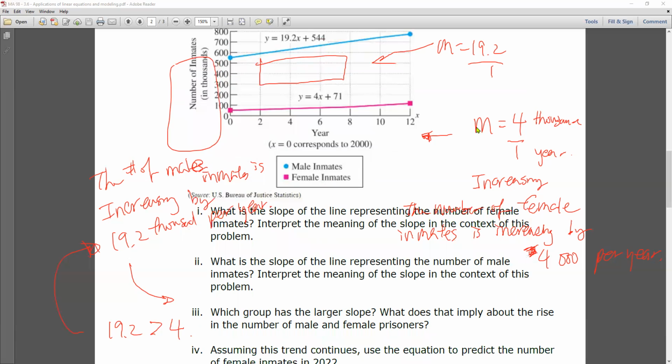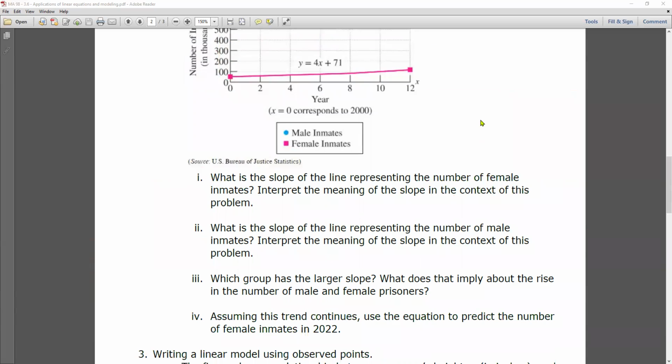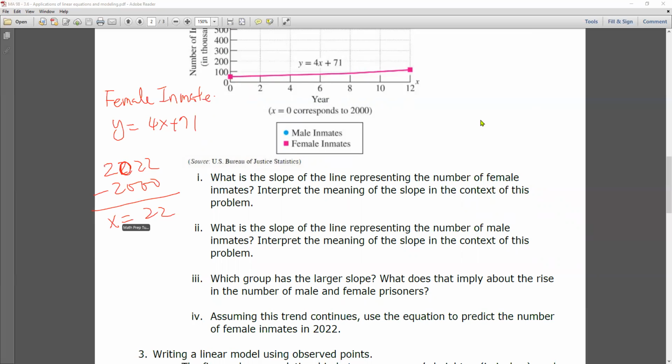All right. So now let's go ahead and answer the last question. Assume the trend continues. Use the equation to predict the number of female inmates in 2022. So remember, for female inmates, the equation is y equal 4x plus 71. And since we're talking about 2022, if I take 2022 minus 2000, this tells me 2022 is 22 years after 2000. So x equal 22.